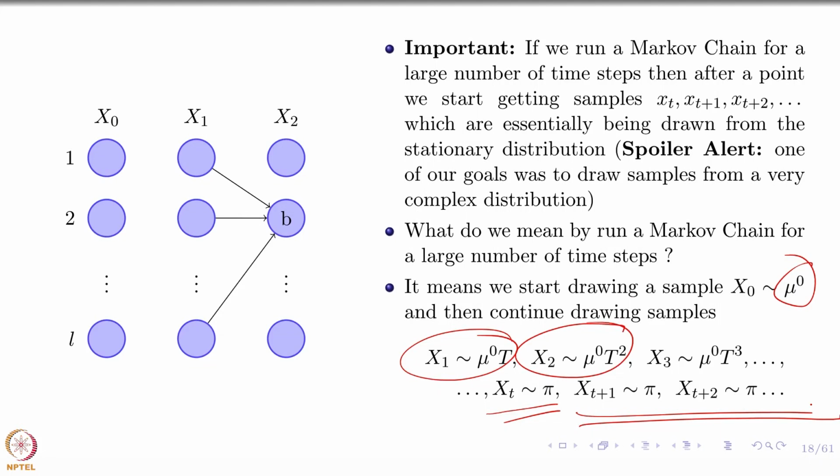Keep drawing samples from the chain at every time step according to the relevant distribution. And what's the relevant distribution? It's either mu naught or mu 1 or mu 2 or mu 3 and so on. I'm ignoring all the computational intractability of mu 1, mu 2 and so on, but we'll try to simplify it as we go along. But that's what I mean by running a Markov chain for a large number of time steps.